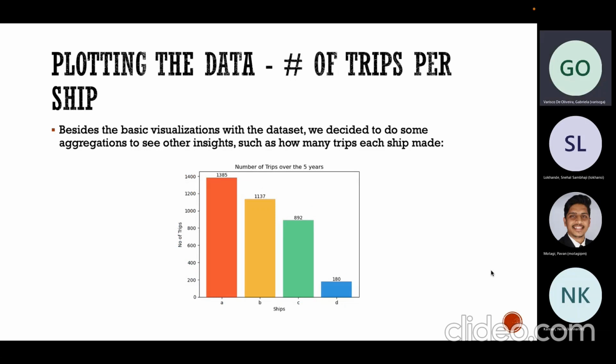In order to visualize the data a little better, we also decided to do some aggregations. Here, you can see the number of trips per ship over 5 years. We can see that ship A clearly has more trips than any other, with 1,300 for A, and D has the least with 180.